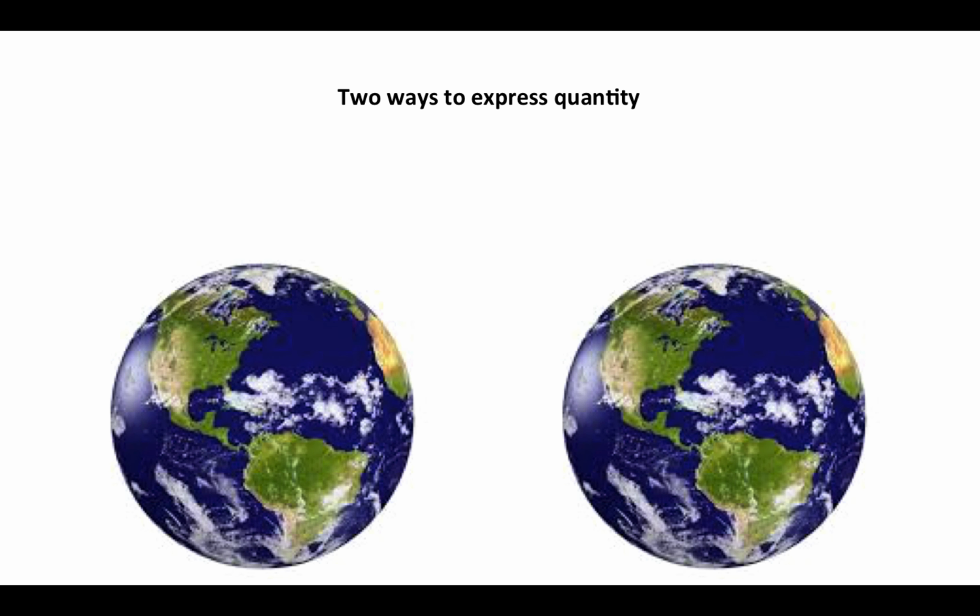There are two ways to express quantity. First is a scalar quantity, which indicates only magnitude. Here we see a globe. That's an airplane over the Atlantic Ocean, and it's flying at 500 miles per hour. That is its speed, which is a scalar quantity because I'm not saying what direction the airplane is traveling.